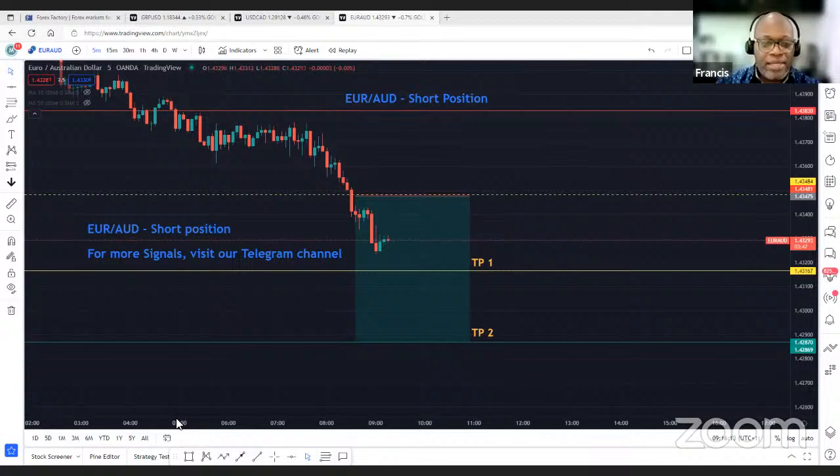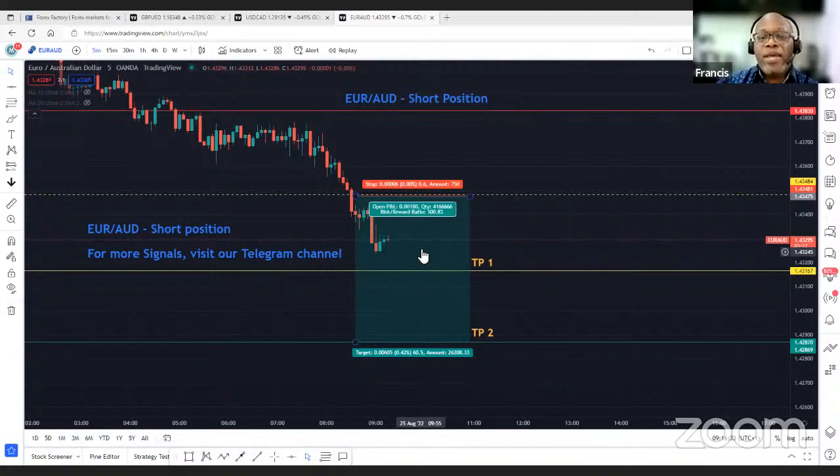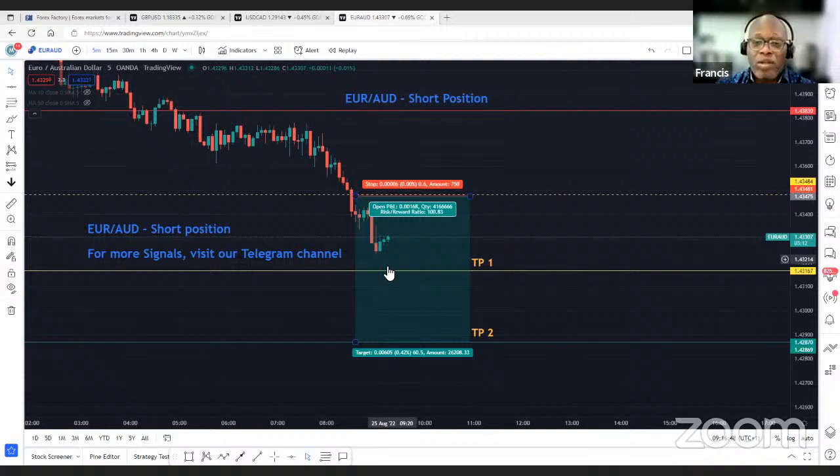Okay, sorry about that. So basically, with this strategy, since I'm going for just 20 to 40 pips, it would be best to trail it manually. Now looking at what we have here, TP2 is about 60 pips. If you're going to use the auto trailing stop loss, I would say to go past like 30 pips first.